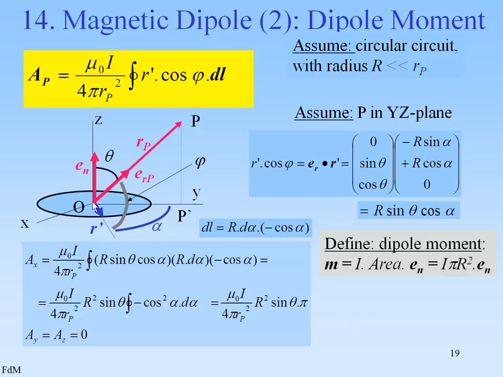Here we have ERP, here we have EN, and when we define the dipole moment as M, vector M is the current times the area times En, or I pi r squared En, then we end up with A, the vector potential, is mu naught over 4 pi rp squared times the vector product of M times ER.